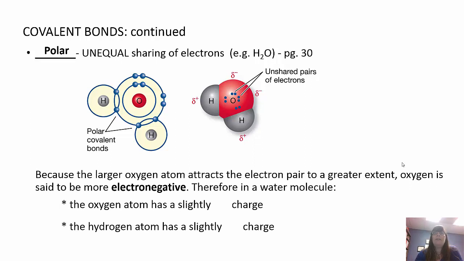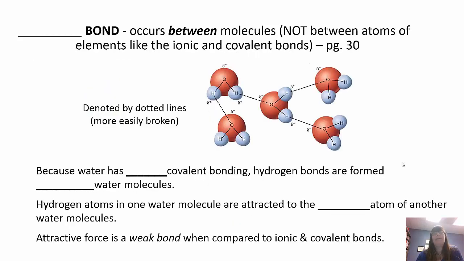So oxygen is larger, it attracts it more, so it's electronegative. So in a water molecule, the oxygen atom has a slightly negative charge and the hydrogen have a slightly positive charge, as I said.